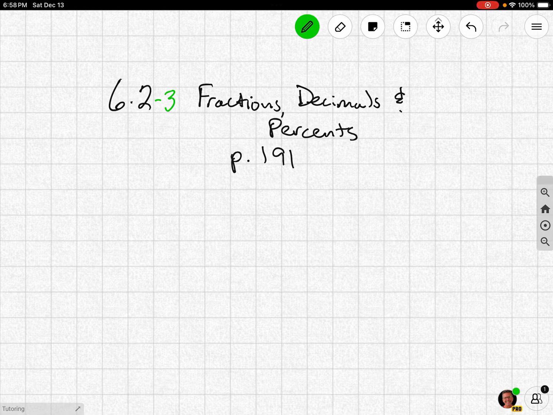And here we go with the final video on 6.2. This is the third and final one on fractions, decimals, and percents. We're on page 191, right about in the middle of the page, expressing percents as fractions.